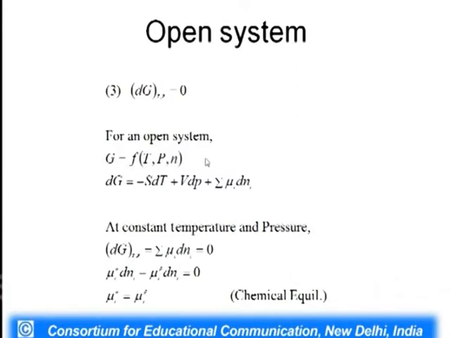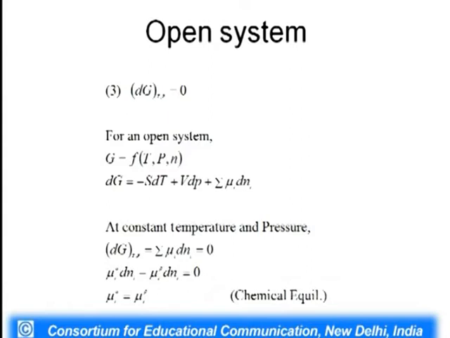For an open system, we have dG = -S dT + V dP + sigma mu_i dN_i. Since the reaction is taking place at constant temperature and pressure, we can simply write dG at constant T and P = sigma mu_i dN_i = 0. That leads to the chemical potential of alpha phase being equal to the chemical potential of beta phase, and this is known as chemical equilibrium.